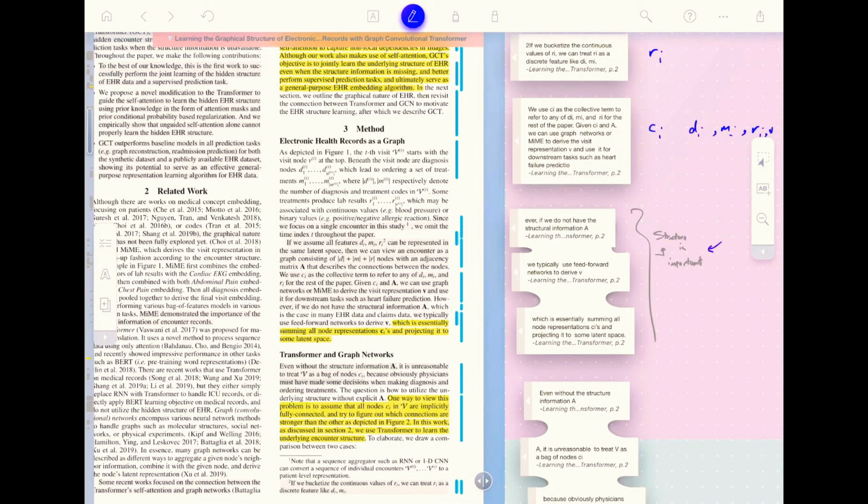Now let's go over why structure is important. Even if we do not have any sort of information on A, there are things that can be done. One thing is using a feed-forward neural network, where they can sum all of the node representations and project them to the latent space.